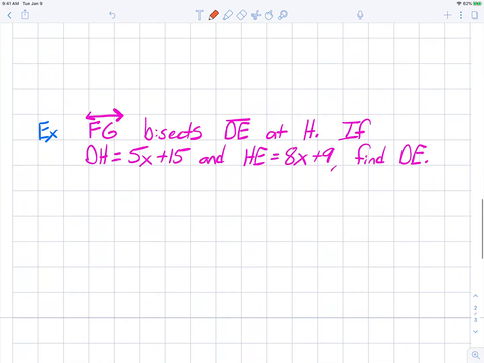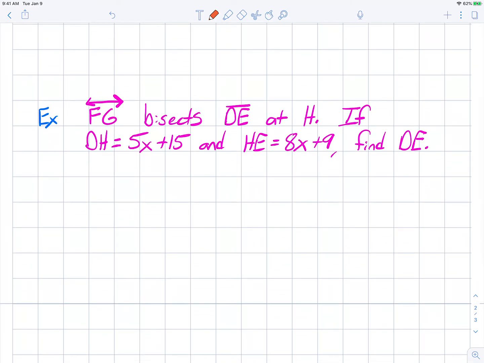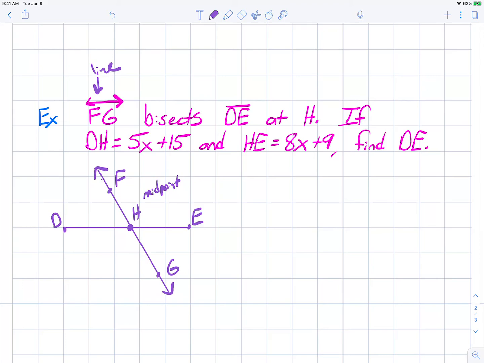Okay, we're going to try one more. Now we have line FG, and it is bisecting segment DE. So the line is cutting the segment in half. So I have my segment DE, and somehow over here we have this line. So I'm going to put arrows on both ends because our notation right here is that it's a line. And somehow on this line I have points F and G. Who knows where they are? I just know they're on the line. Now it bisects segment DE at H, which means this right here, which is the midpoint, is point H.